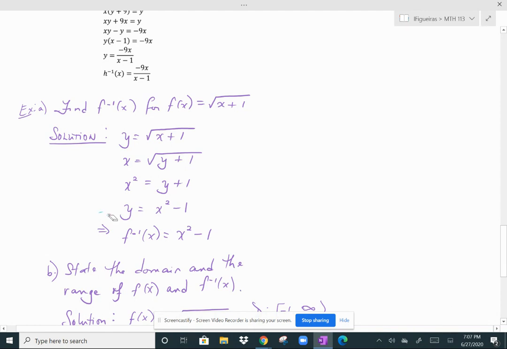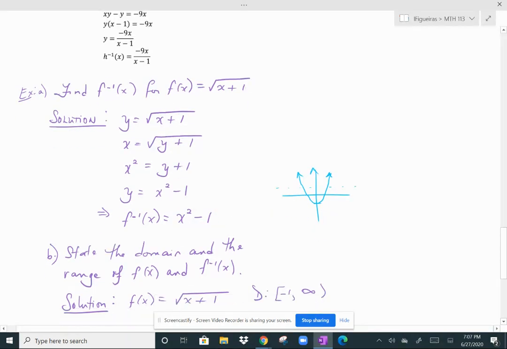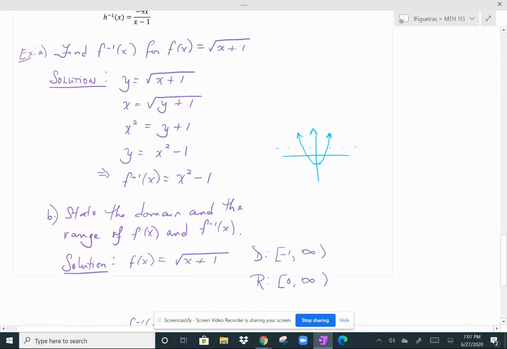Okay, so notice that f inverse is not 1-to-1. If I were to graph that on its own, it's a parabola with a vertical shift 1 unit down. So it would look like this if I were to graph it on its own, definitely failing the horizontal line test. So that means there's going to be some sort of restriction on the domain. So let's talk about domain and range for f of x and f inverse.